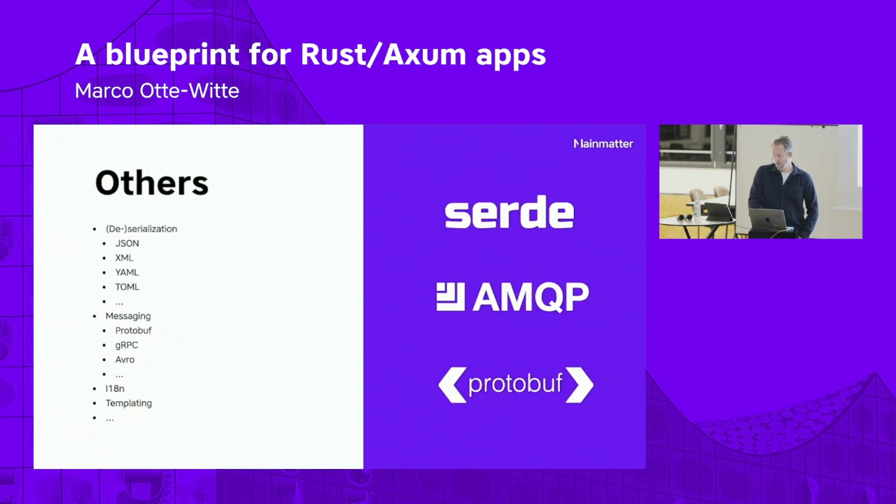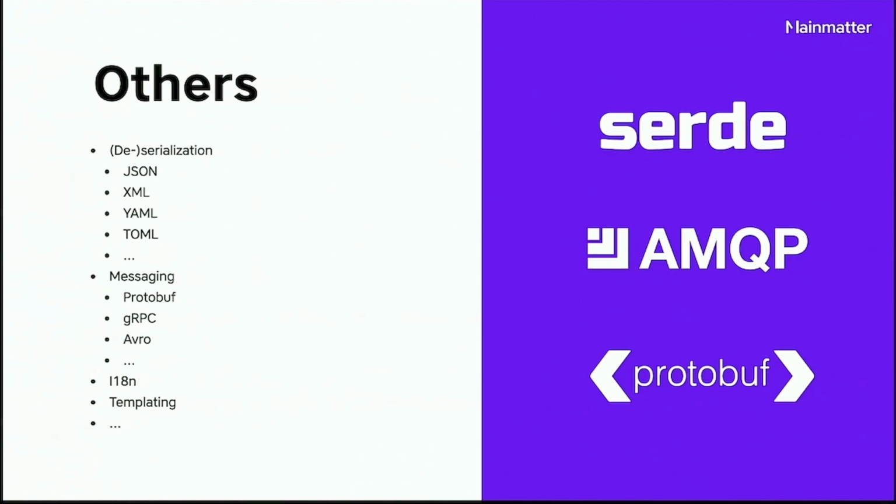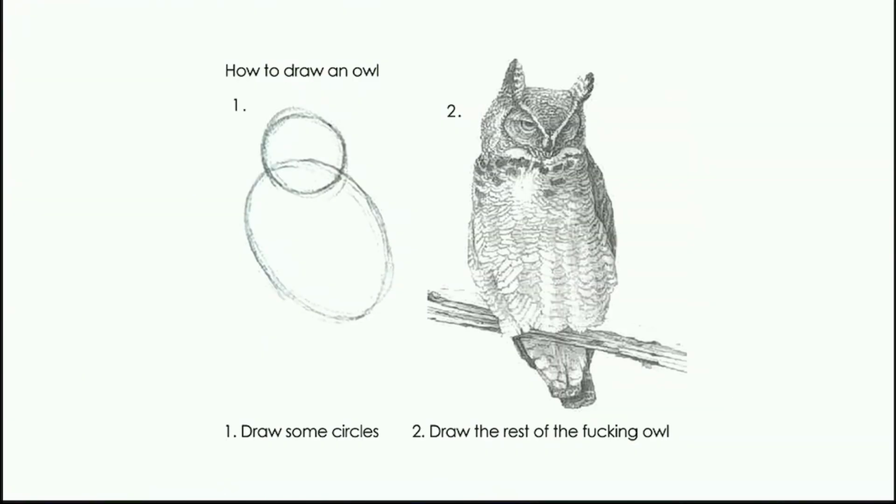And then there are a number of other things you want to be handled when writing a web backend, like serialization and deserialization, like Serde, obviously hugely popular in the Rust space. Implementations of various messaging formats, and crates for internationalization, templating, and all of that, right? But the point is, all of this is a bit of a draw the rest of the owl situation, right?